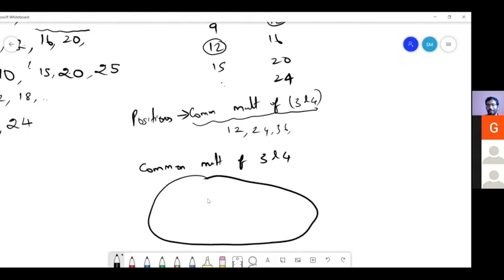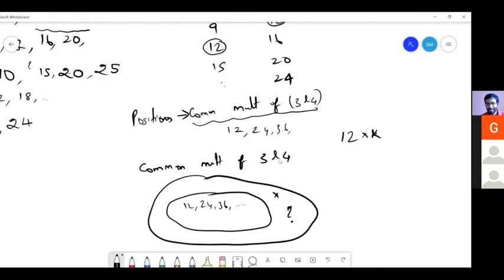It is clear, right? Because 12 is a common multiple of 3 and 4, any 12 into something will also be a common multiple of 3 and 4. So all these numbers, 12, 24, 36, and so on, will be inside this set of common multiples of 3 and 4. Now the question is, can I have some other number outside which is also a common multiple of 3 and 4? It would be the same set, right? Both the sets would be the same.